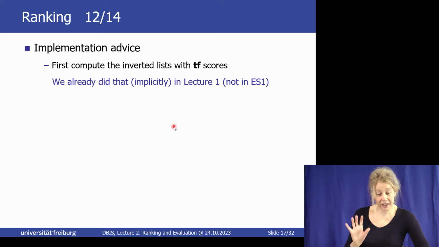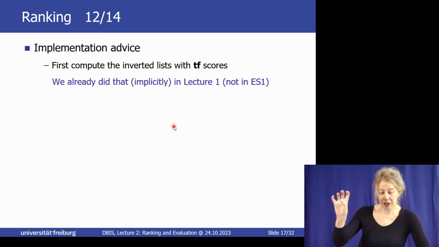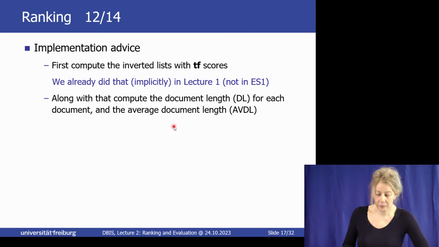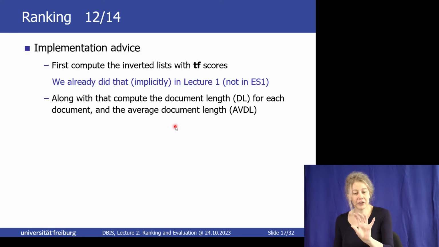So we already did that implicitly. We didn't have a counter, but we just had the 57, the document ID, 5 times. You didn't do it for the first lecture, but for the first exercise sheet, but now you will do it. While you're doing that, it's also very easy.